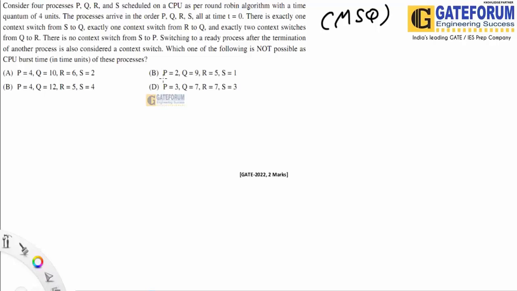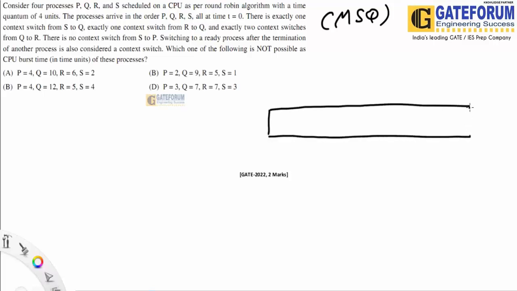So here they are asking about a round robin algorithm with P, Q, R, S in this particular order. Let's first try to understand how to prepare the Gantt chart. First of all, we will have P. I'm not writing the time of execution, just the sequence of execution, because we are not given any particular times. So the concept is like this: after P we will have Q.